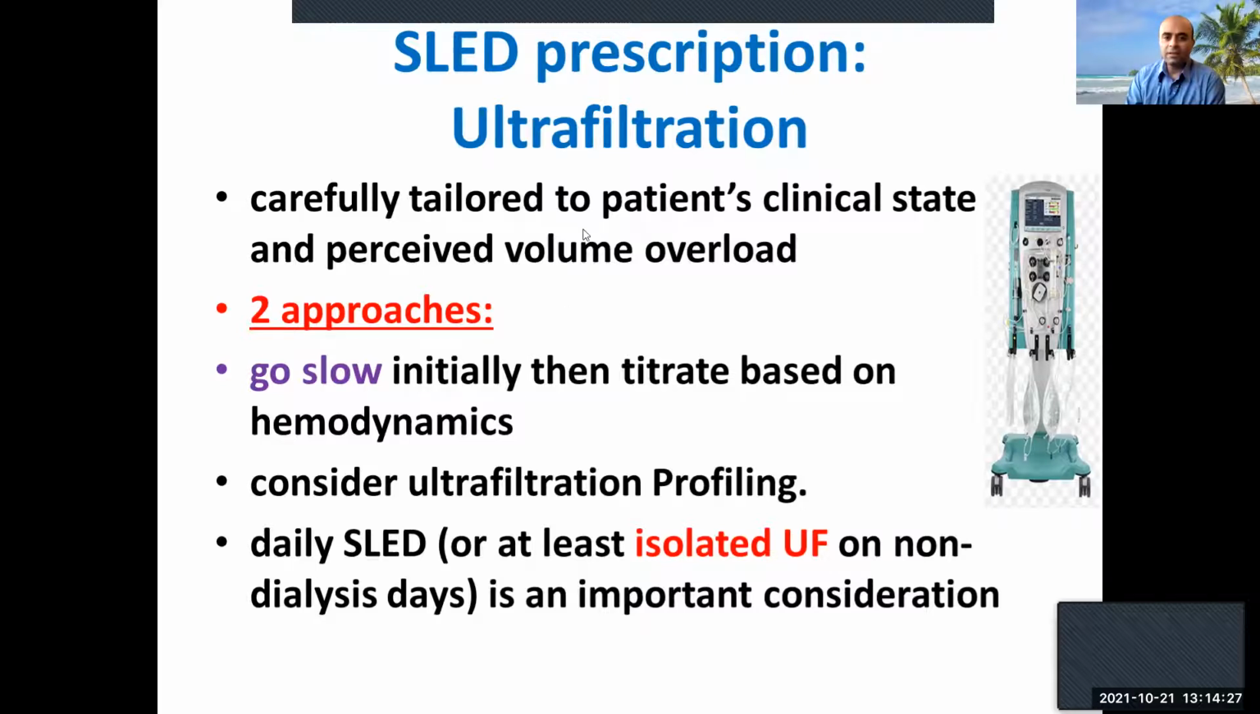Ultrafiltration should be carefully tailored to the patient's clinical state and perceived volume overload. To approach, go slow initially and titrate based on hemodynamics. Please go slow with ultrafiltration for your patient. Consider ultrafiltration profiling too. You will increase your ultrafiltration in the first hour, and after that you can decrease it to keep the osmotic gradient inside your blood vessels and keep your patient hemodynamically stable.